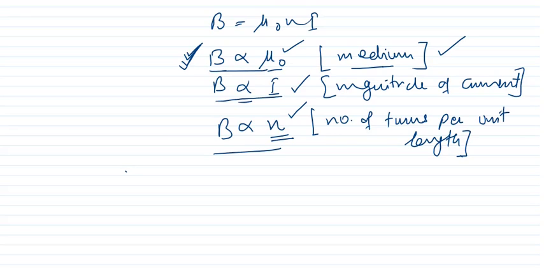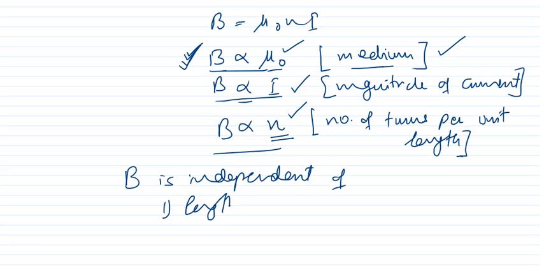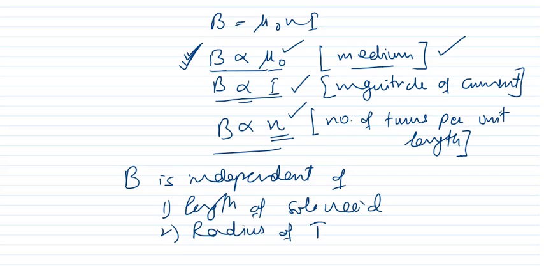And here you can see that the magnetic field is independent of, number one, length of solenoid, and secondly, radius of toroid. So you can see that here it is not depending upon the radius of the toroid. Whether the radius is small or large, it will remain the same as long as the number of turns per unit length and the current remain the same.